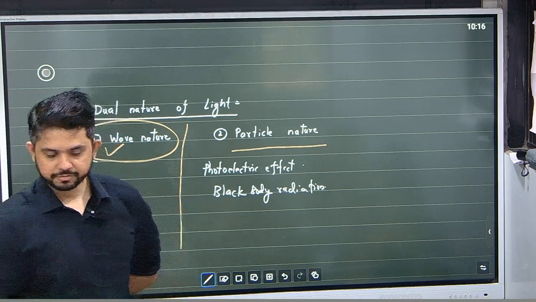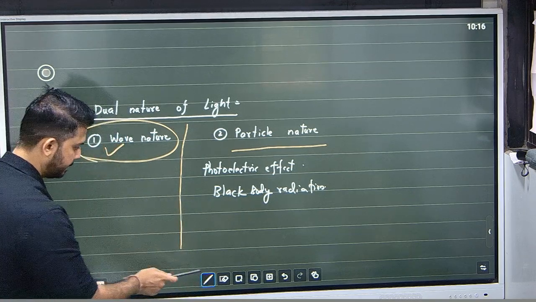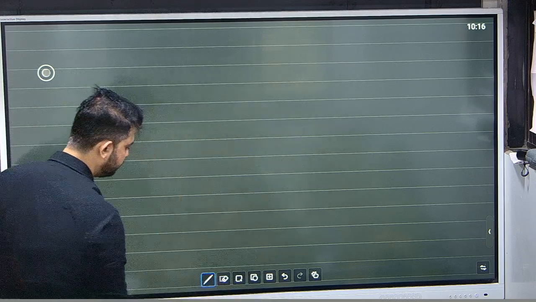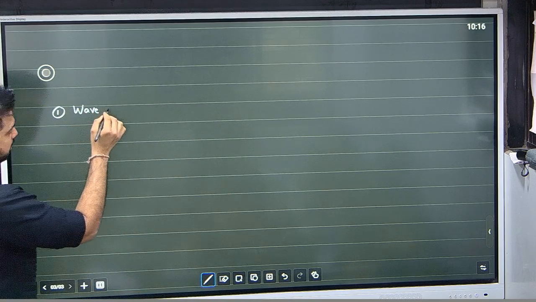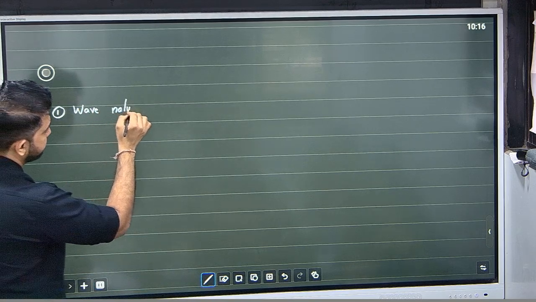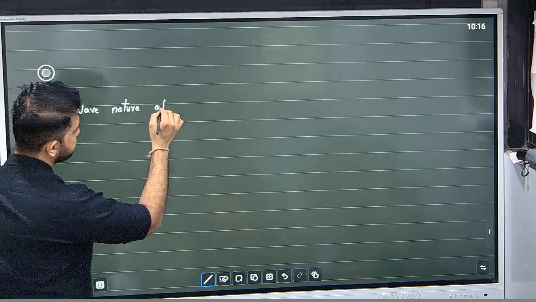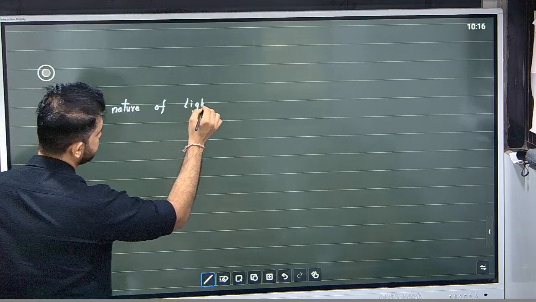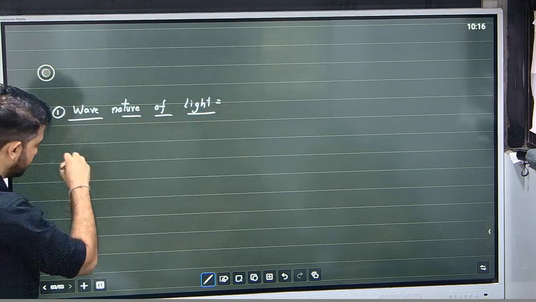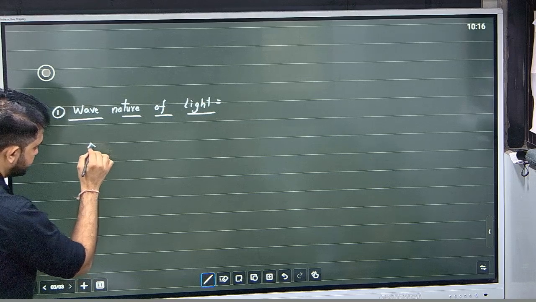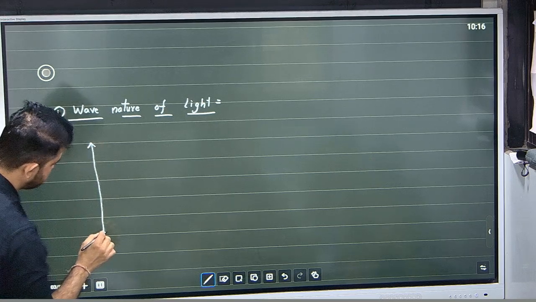Today we'll study the first nature, which is wave nature of light. Okay, now let's say I have a simple sinusoidal wave, let's draw it.